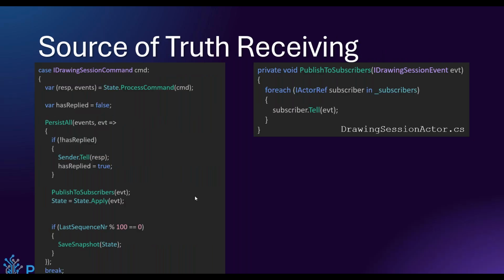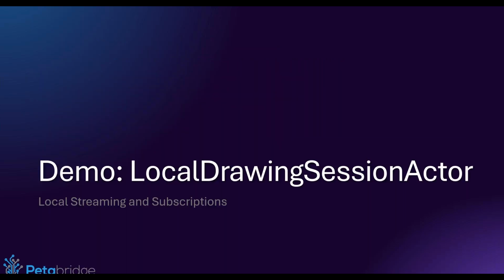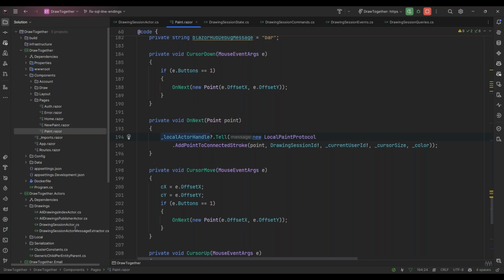Now on the client side, we have our drawing session actor. So we've already seen, actually this is the server side still. We've already seen this code. I kind of showed that a minute ago. This is how we're processing these new drawing session commands and how we're basically persisting these strokes and then delivering those new strokes back to the end user. Well, let's take a look at the local drawing session actor and see how this all actually works.